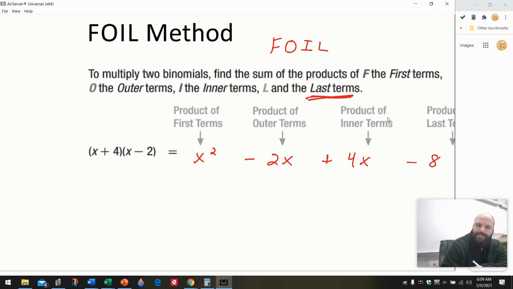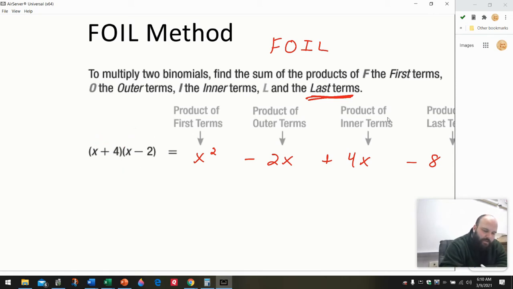Both of these, the x and the 4, need to be distributed. So the x gets distributed and then the 4 gets distributed just like that. And that will get you the FOIL: the first, outer, inner, last. So both terms get distributed.